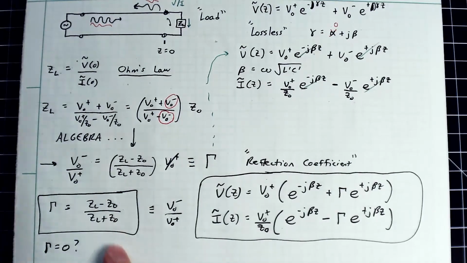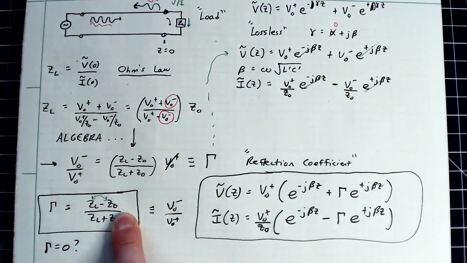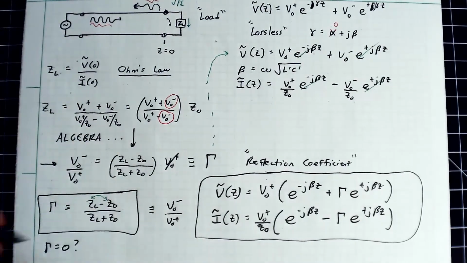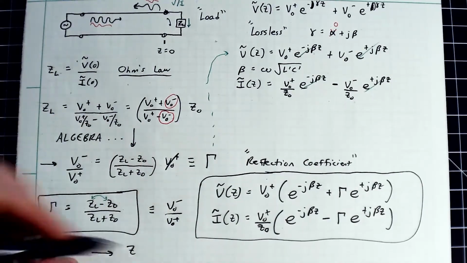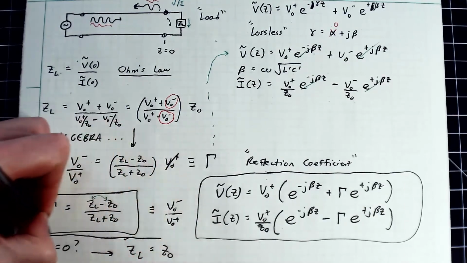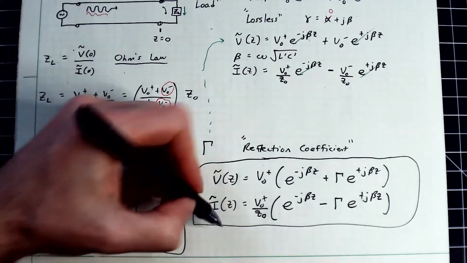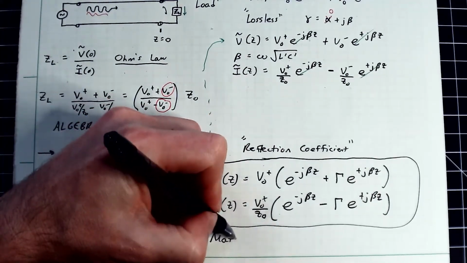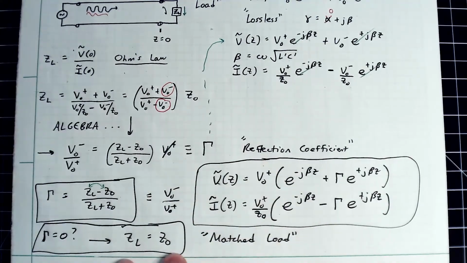Well, you just look at this equation here, and you notice that if I set this thing equal to that thing, I'll get a 0. So the condition for no reflection is that I just have to set my load equal to my characteristic impedance. This is where you get the idea of what is called a matched load. In other words, the load is matched to the characteristic impedance of the transmission line.